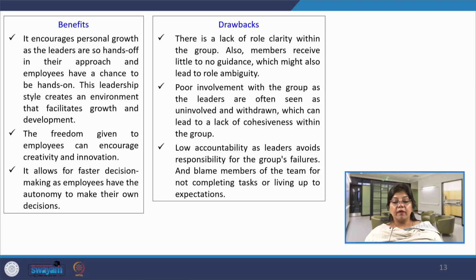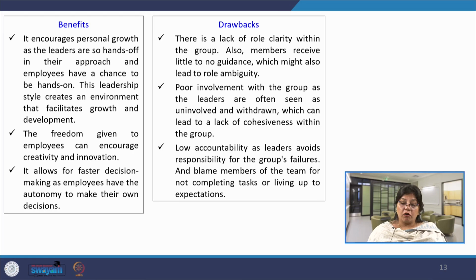And what are the drawbacks? This lacks role clarity. When every employee has freedom to take his own decision, then it becomes difficult for the team members to decide or assign roles accordingly. This leads to role ambiguity or lack of role clarity in performing the task. So, this is the major drawback of delegative leadership styles. Why does this happen? Because members have no guidance of the leader, which might hamper the growth of the organization.